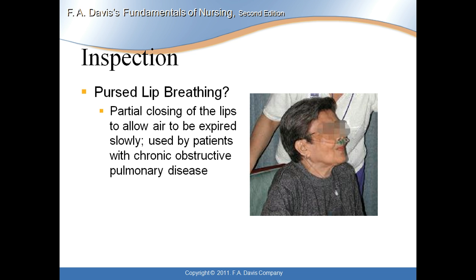You're also going to assess for pursed lip breathing. This is partially closing the lips to allow air to be expired slowly. This is usually seen with patients who have COPD and pulmonary diseases. They're able to take deep breaths, but they tend to hold it and breathe slower so that they can use all the oxygen that they've consumed. And also, again, their muscles are very tired. So for them to take a deep breath, it's hard for their muscles to extract that air.